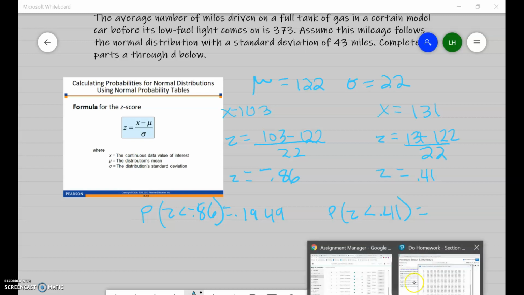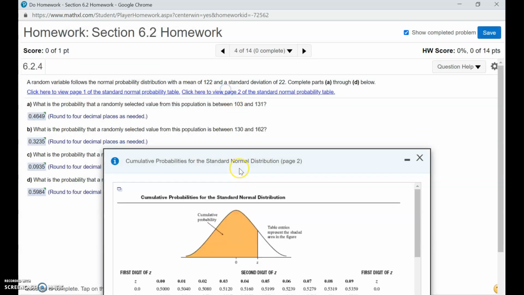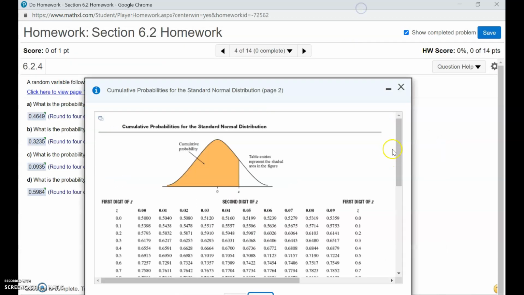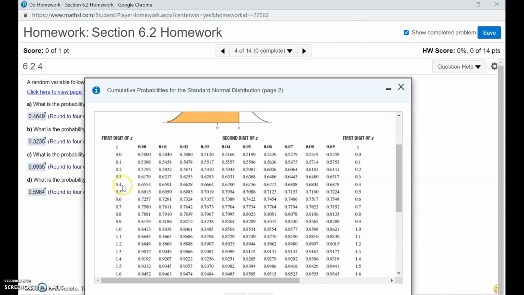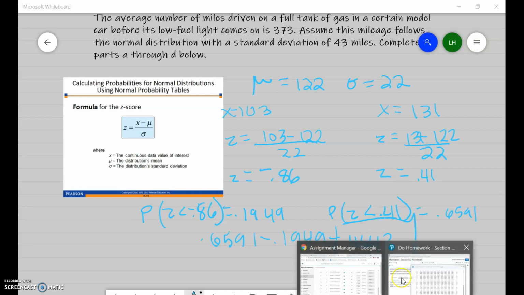So this time it's going to be on the positive table. 0.41 would be... wait, that's 0.40. 0.41, 0.6591. To find the area in between, you take the probability of the larger and subtract out the probability of the smaller. And when you subtract, you get 0.4642.